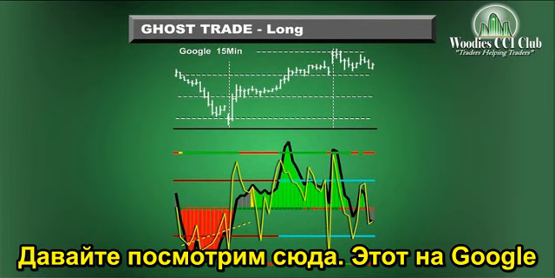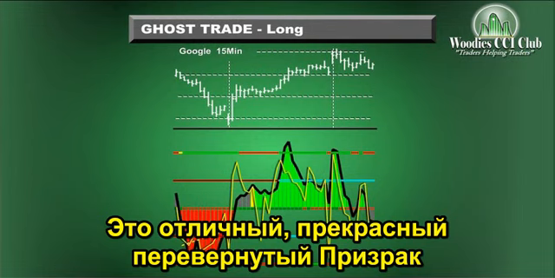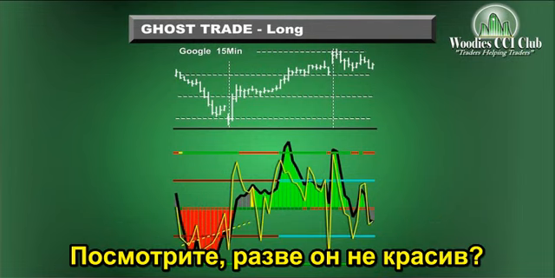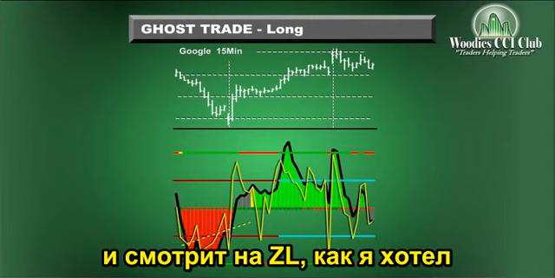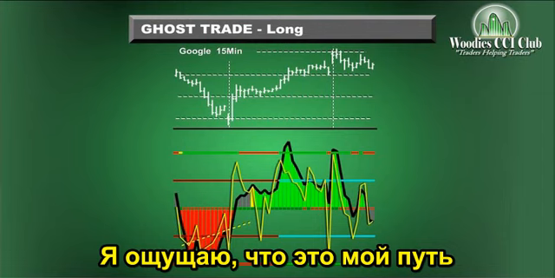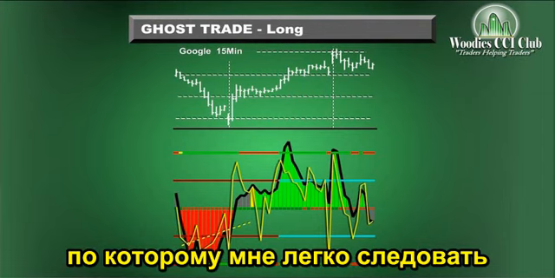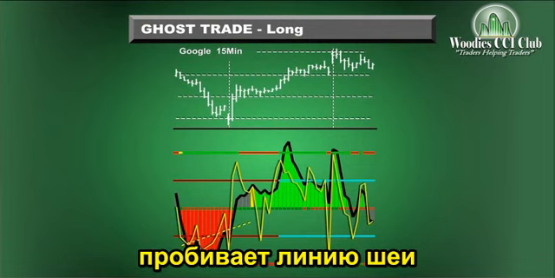Okay, let's look at this on a Google 15-minute chart. There's a nice, beautiful inverted ghost. Look at that. Isn't that pretty looking? You got the shoulder here, a shoulder here, and the head here. Beautiful neckline facing the zero line like I want. Now, it could be facing the other way too, but this is the kind of ghost that I really like, because I feel if I'm going to go long, it's at least facing a direction that I want to go. So again, the trigger line is taking out the neckline.